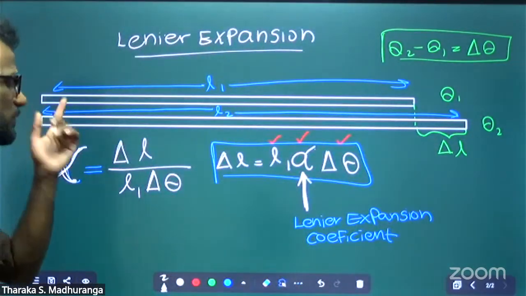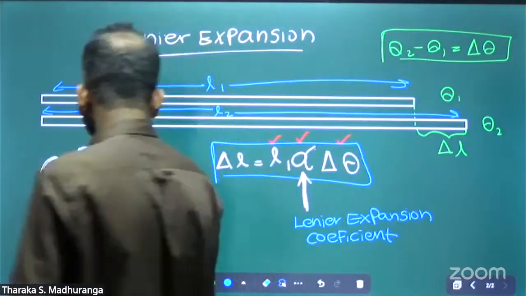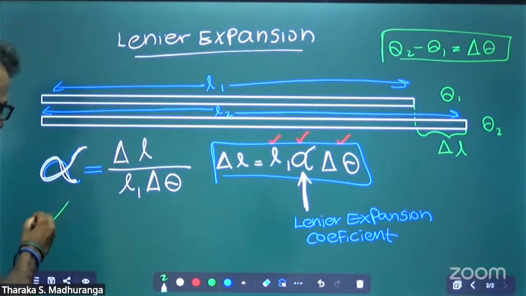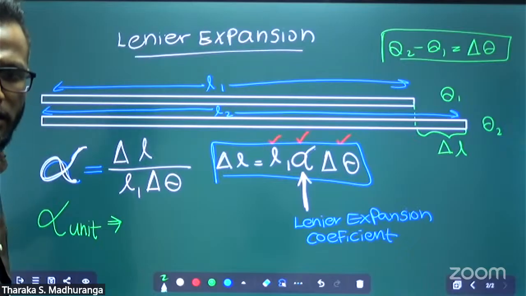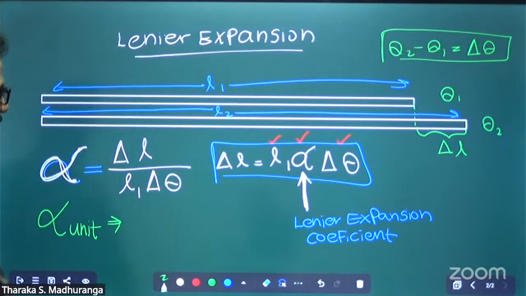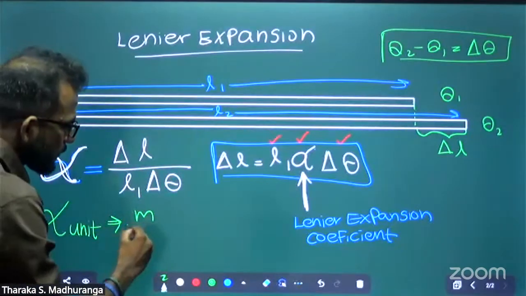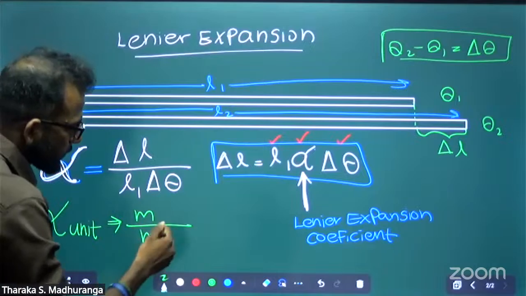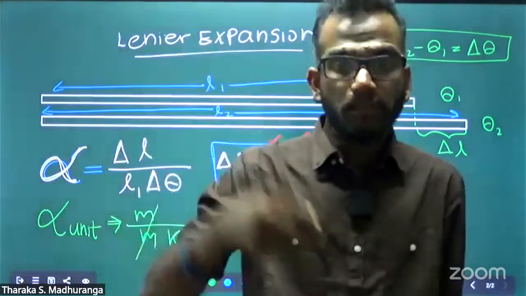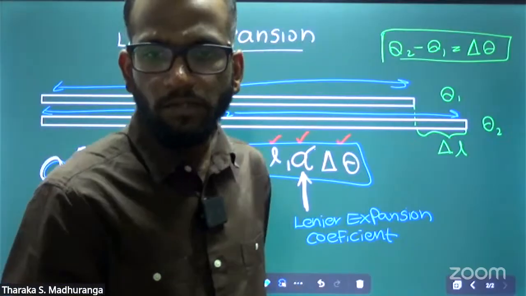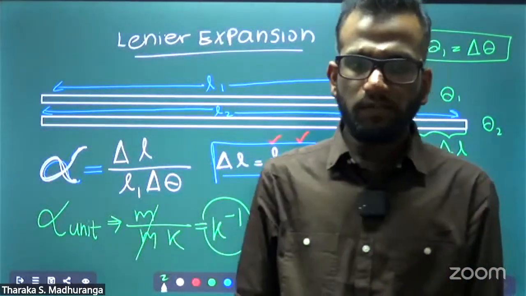Okay. Do you remember what the unit of the linear expansion coefficient is? Alpha unit? You don't need to remember. See, the delta L unit is meter, the standard unit. The length difference. L1 unit is also meter, the initial length. The temperature difference, standard unit is Kelvin. Now meter and meter cancel out, Kelvin comes up. Then per Kelvin is the unit. Kelvin minus 1. Per Kelvin is the unit.